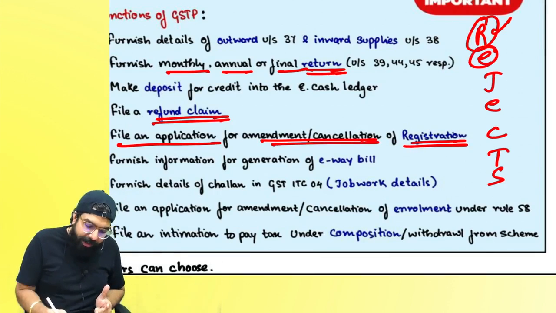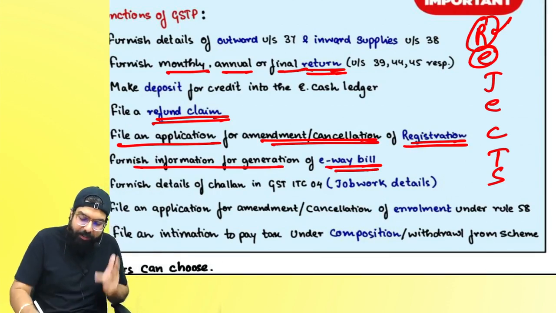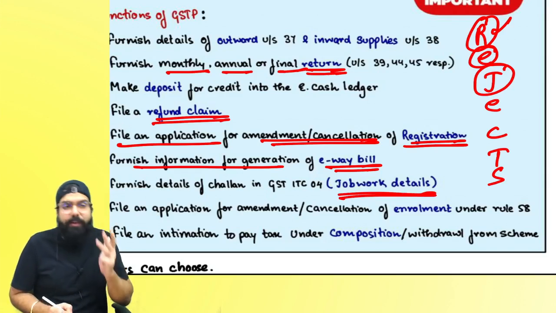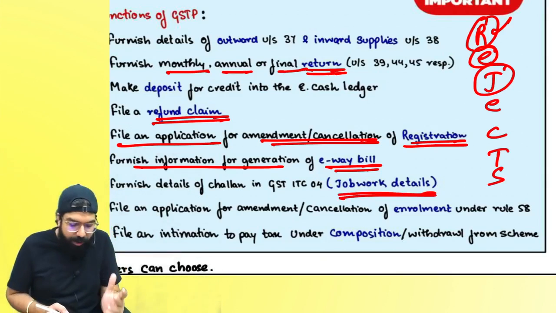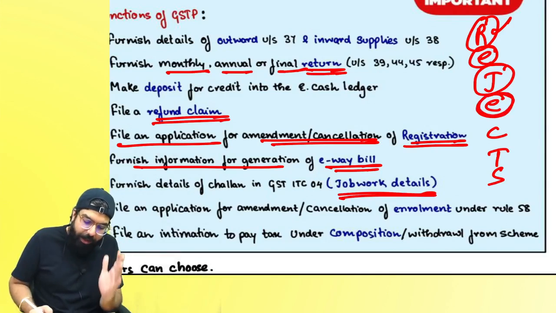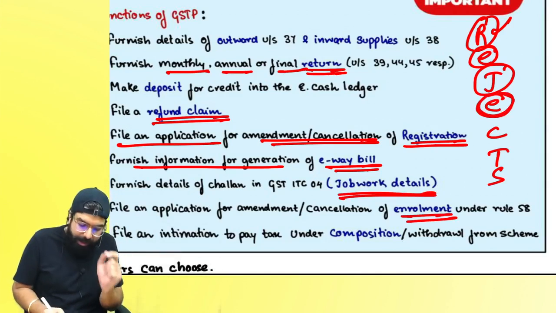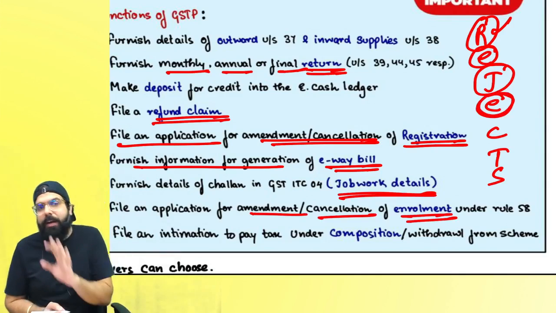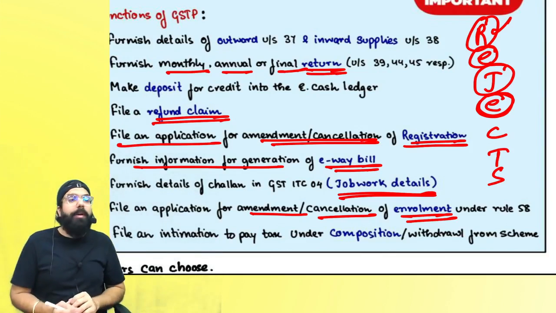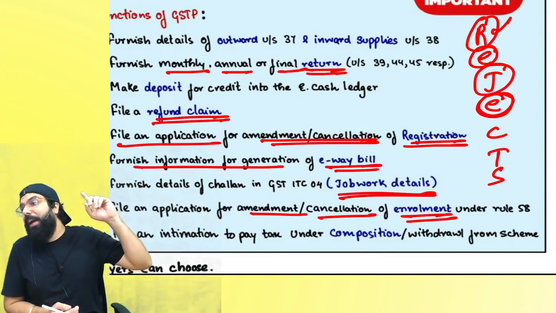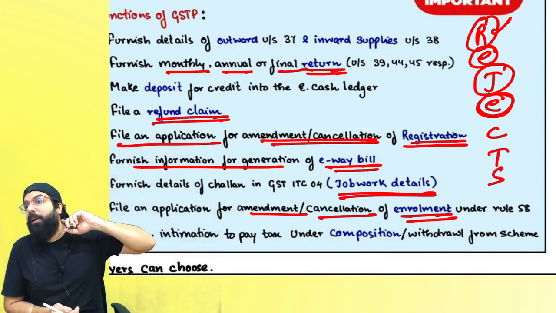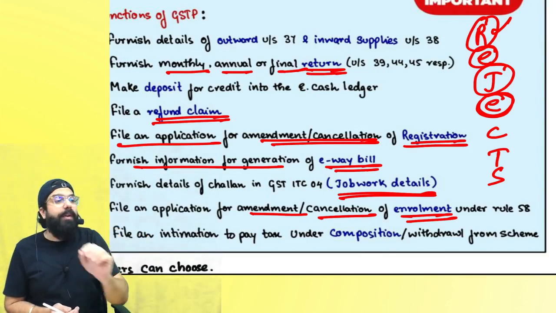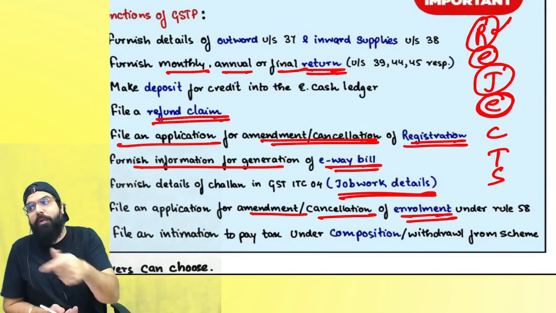E for e-way bill details, he can furnish. J for job work challan, which is ITC 04, details he can furnish. E for enrollment details, any amendment or cancellation to be done, he can do that. Enrollment which was given under rule number 58 to transporter, owner, operator of warehouse, in that scenario if any amendment or cancellation to be done, he can do that.